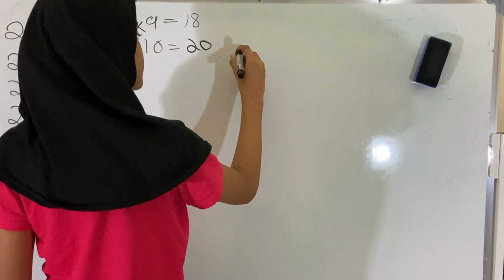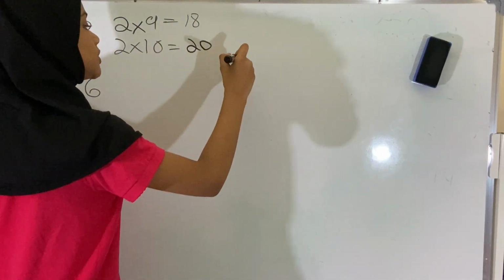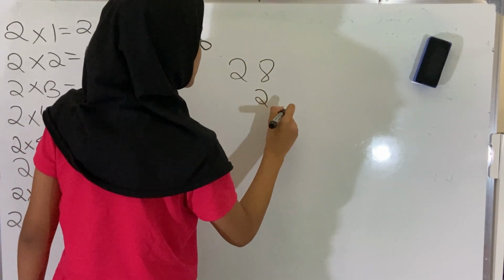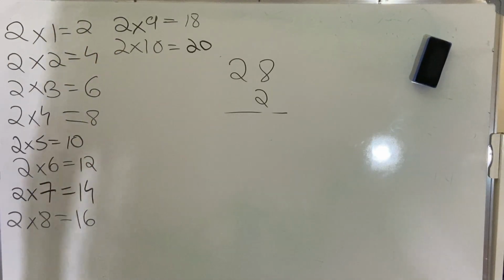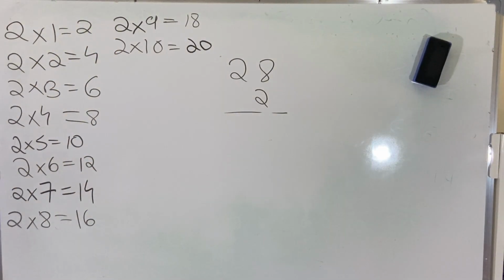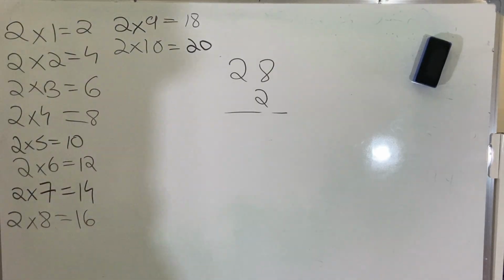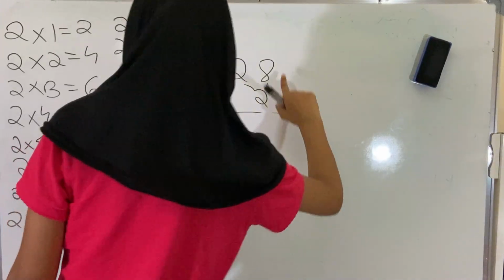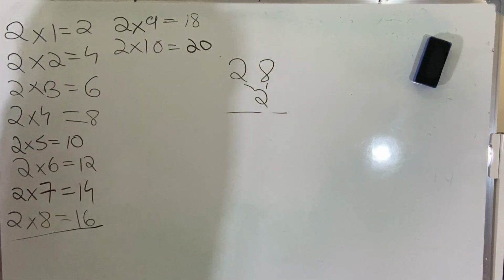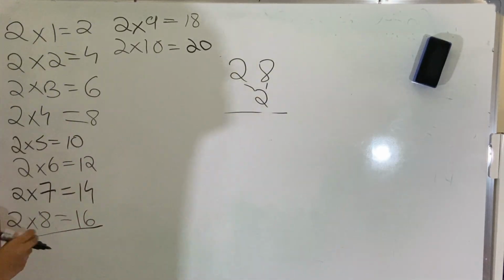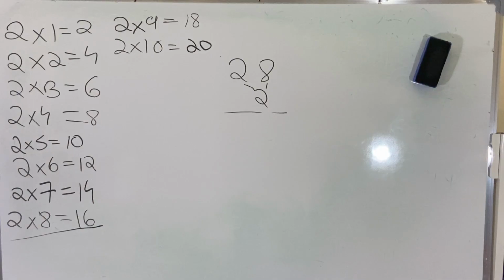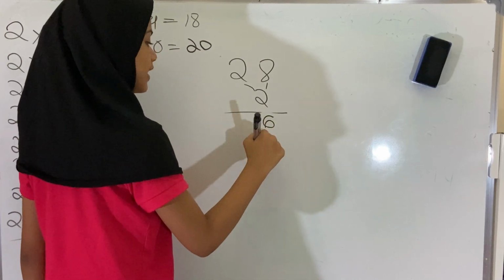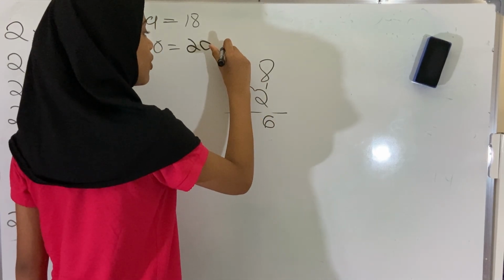Okay, now 28 into 2. How do we find 28 into 2? Well, first of all, 2 into 8, then 2 into 2. 2 into 8 is 16. You add 2 eight times, then you will get 16. So we can write here 6 and take this 1 over here.